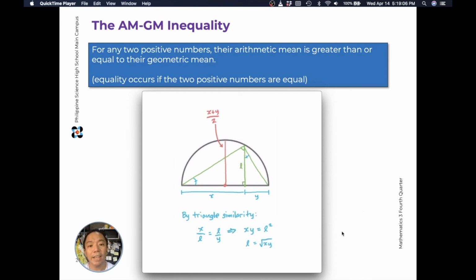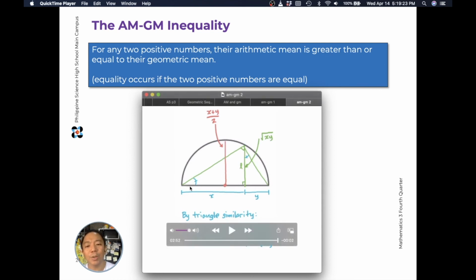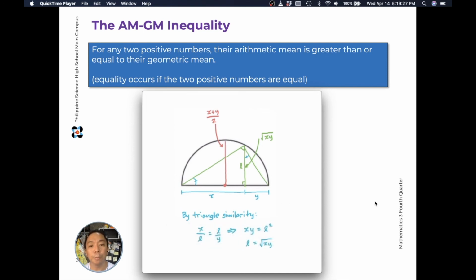So this length L, which is always shorter than the radius, is equal to the square root of xy, which is the geometric mean. And when will it equal the arithmetic mean? When it's also in the middle, when we form our right triangle like this, in which case x is equal to y. And that's it for our lessons on geometric sequences, and see you in the next lesson and our next video.